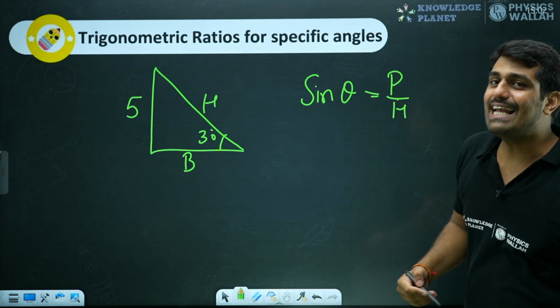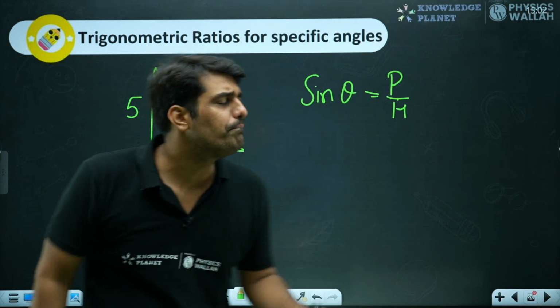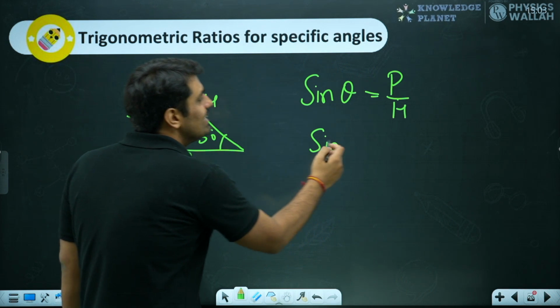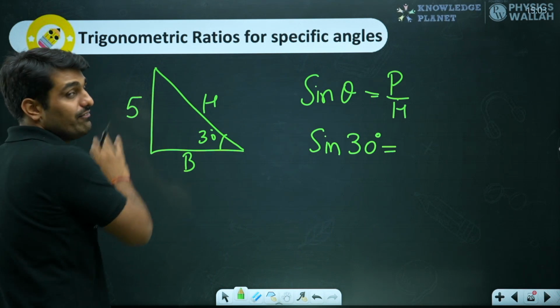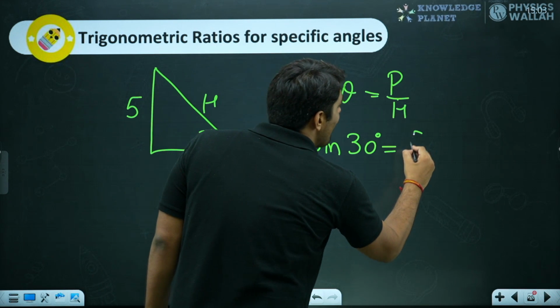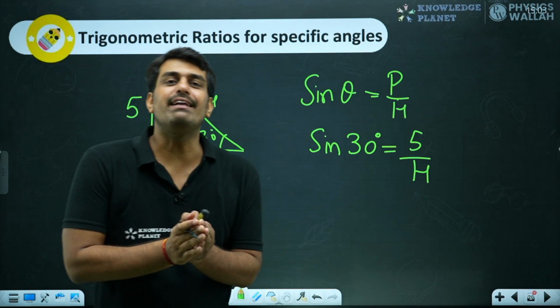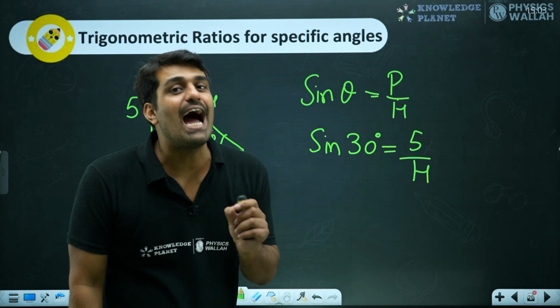Hypotenuse. In this case, I know the value of theta. But how does this help me? I'll tell you how this will help. Sine of, what is the angle? Angle is 30 degrees. Sine of 30 degree equals the perpendicular, which is 5, so 5 by hypotenuse. Now, for trigonometric functions, at specific angles, they have certain values.